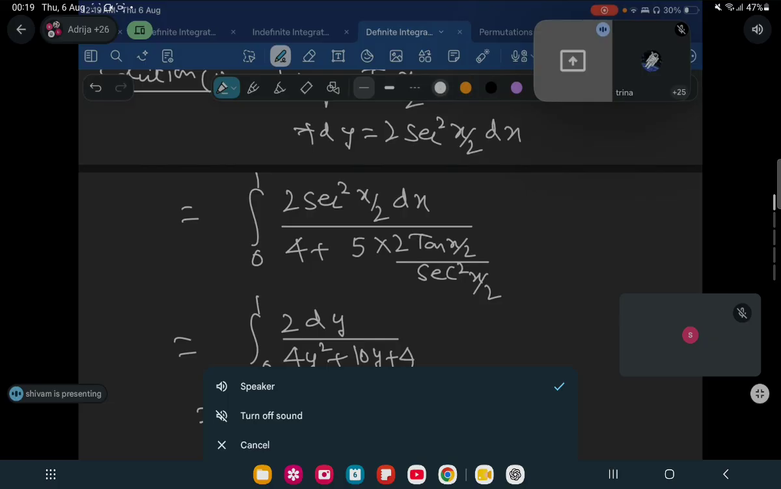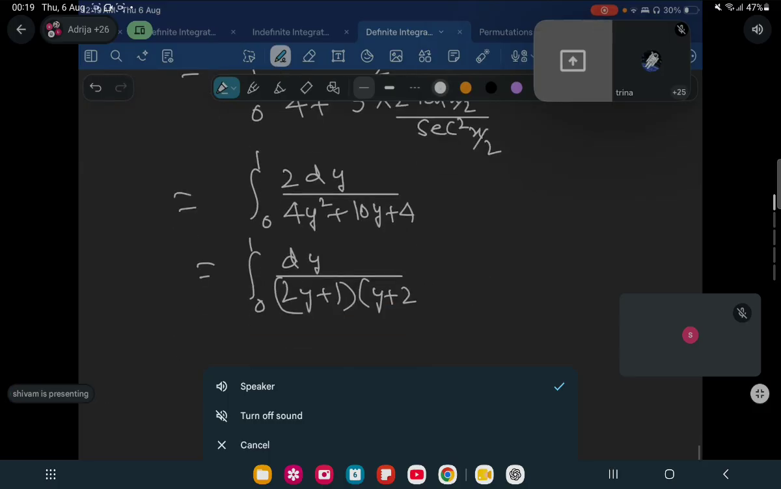Denominator, we can divide by 2. I think we can factorize this. The 2 will get cancelled. It will become dy by 2y square plus 5y plus 2. So that will become 2y plus 1 into y plus 2. Okay. How to break this?